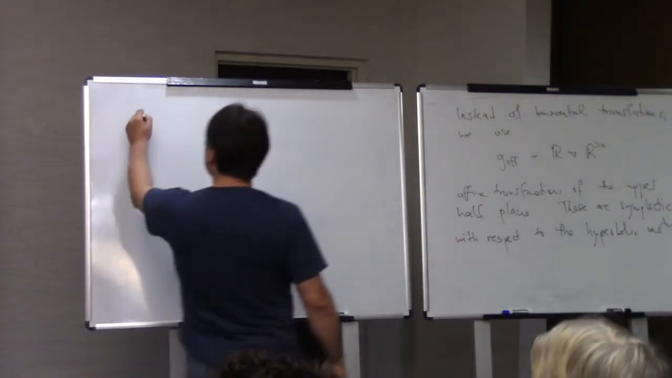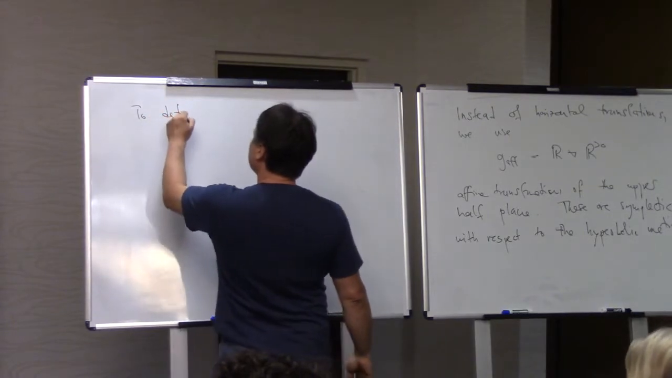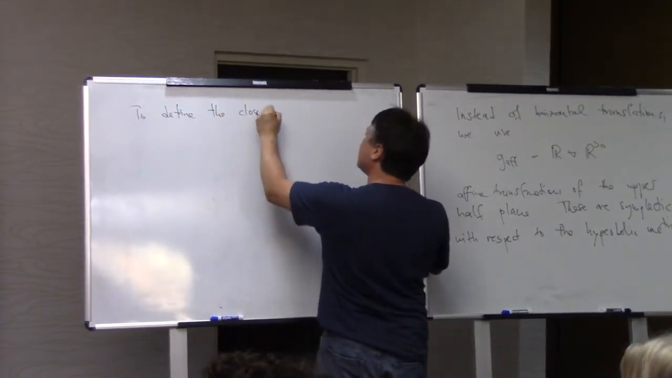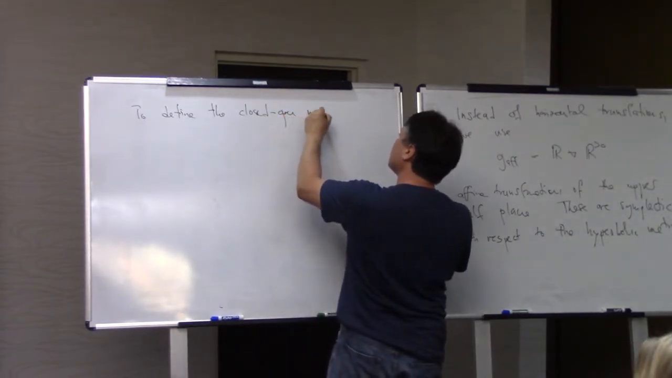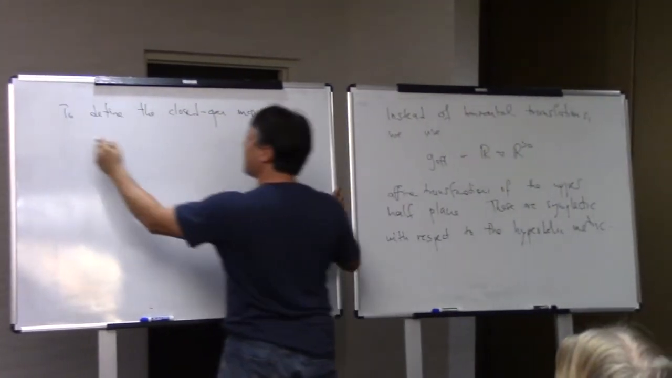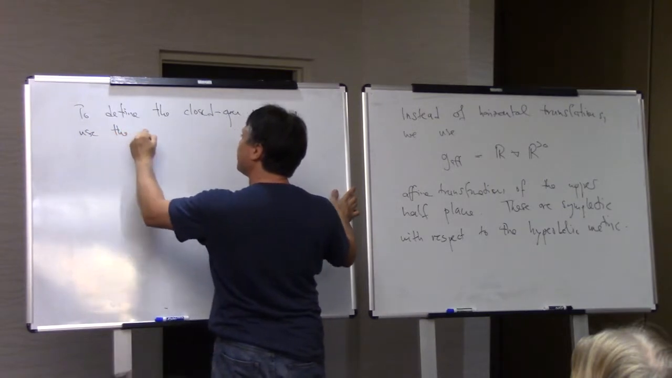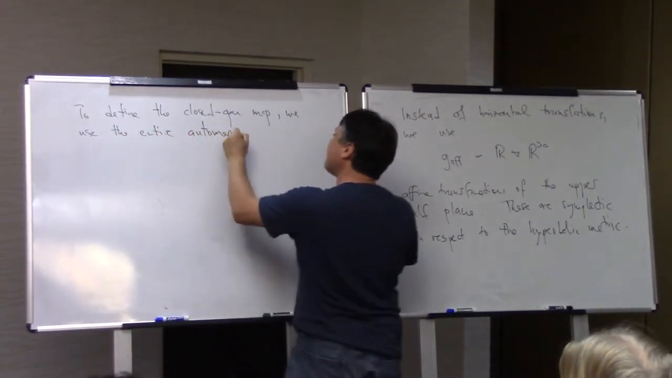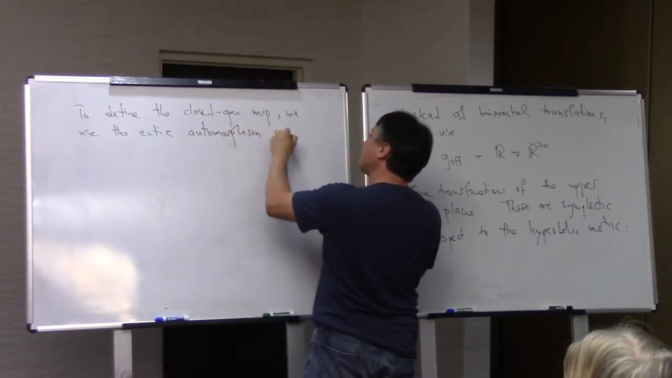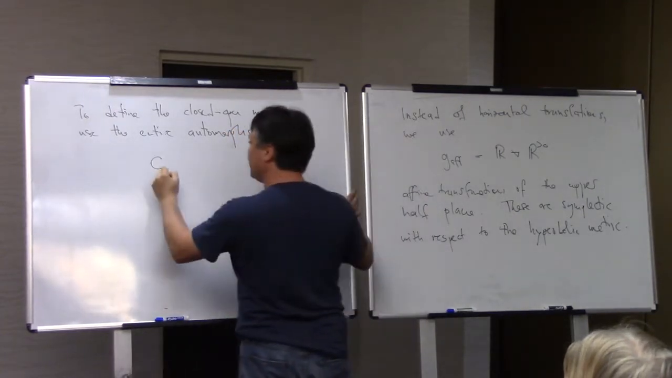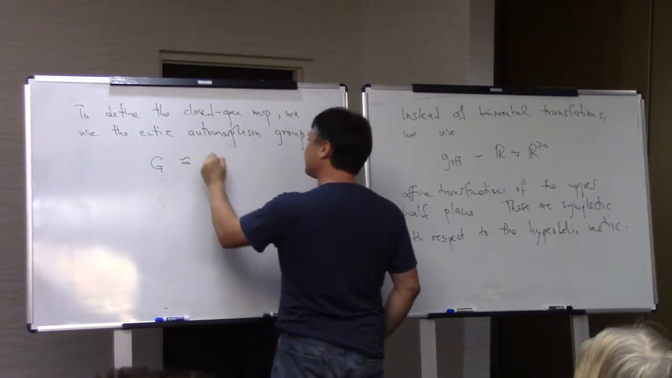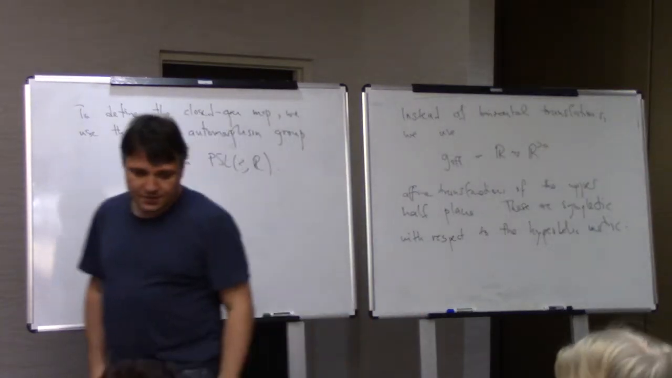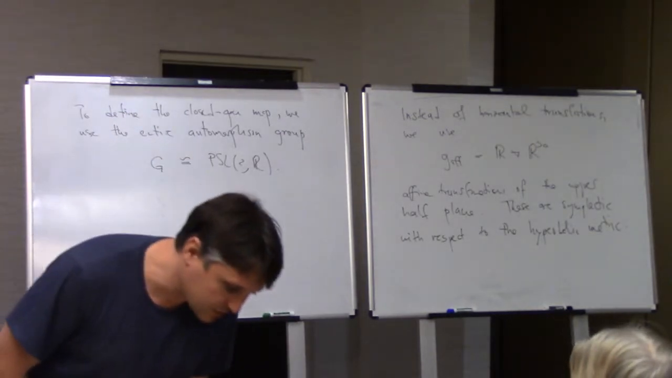So to define the closed-open map, we use the entire isometry group, G. Okay, so that seems pretty natural.